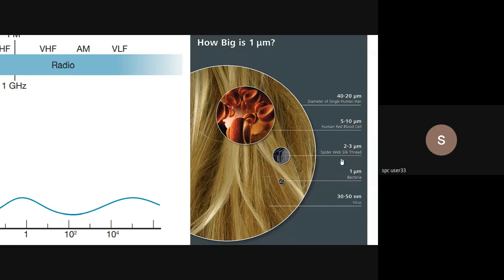You go further down, a spider web silk thread is again so very thin, but we all know how strong it is. And then you go further down to 1 micrometer, that's basically a bacteria. And from micrometer, you go to nanometers. Here is where COVID comes in. Virus is 30 to 50 nanometers. You have these various viruses.